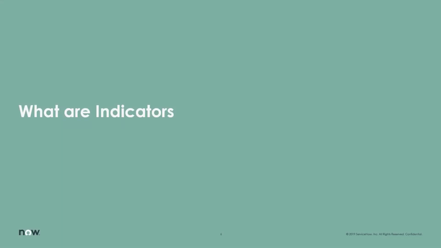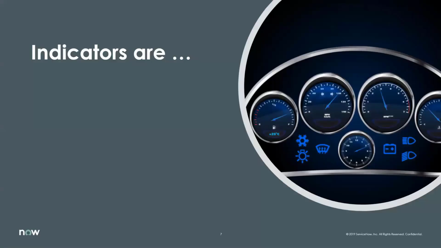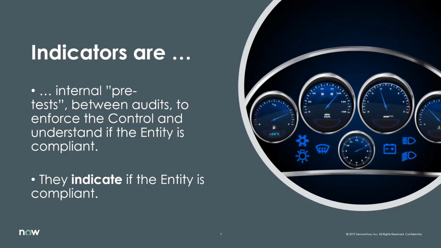All right, Ben, I would like to start with you. Please help us understand what indicators are. Great. Well, indicators really are sort of the canary in the coal mine. They're the pretest between audits that we use to make sure that we understand whether or not the control is actually compliant or not. Now, of course, we have our folks that are the control owners that are doing the attestations themselves, but the indicator actually is our gauge.